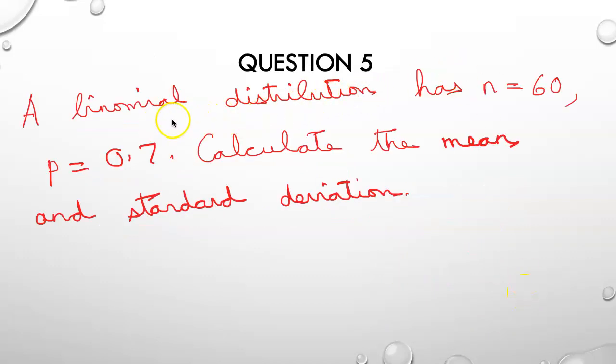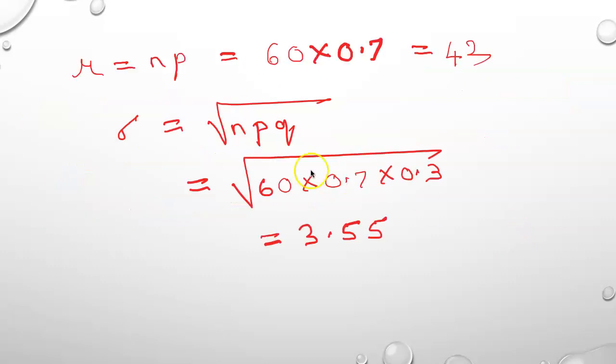Question 5. A binomial distribution has n equal to 60, p equal to 0.7. Calculate the mean and standard deviation. So mean is mu, which is np, that is 60 into 0.7, which is 42. Standard deviation is square root of npq, that is square root of 60 into 0.7 into 0.3, which is 3.55.